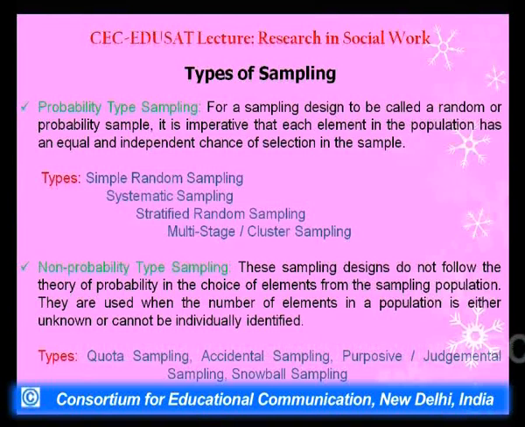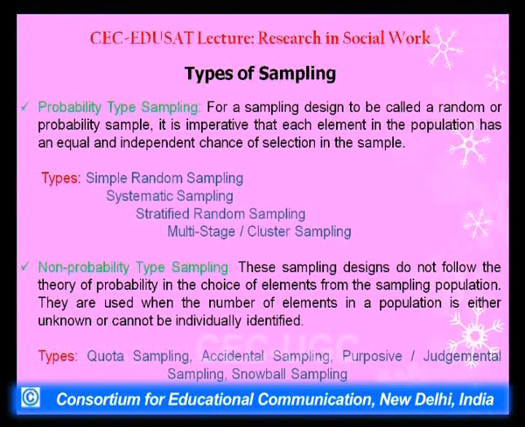So that means we follow the theory of probability in probability sampling, and there are various types of probability sampling. You have simple random sampling, which can be performed using a lottery method or tables. You have systematic sampling, stratified random sampling, and multi-stage and cluster sampling. In social work research, all of these are used. We use multi-stage and cluster sampling also to a great extent. Then, like I said, we use non-probability sampling.